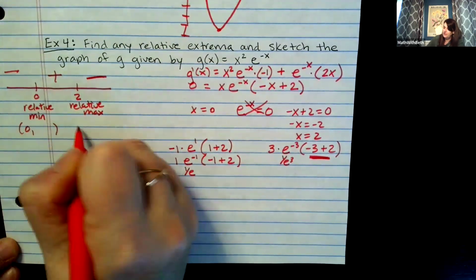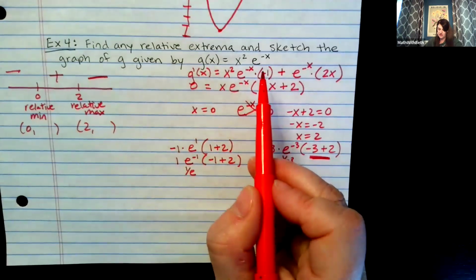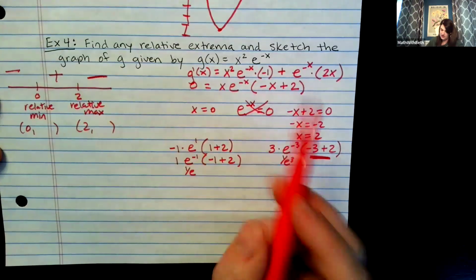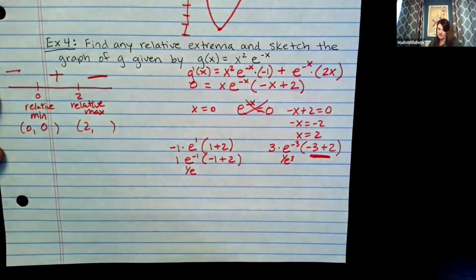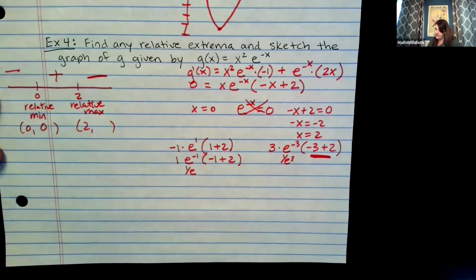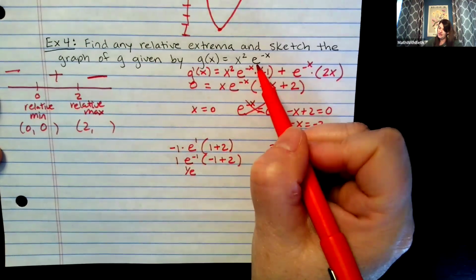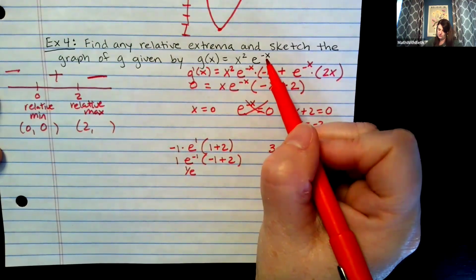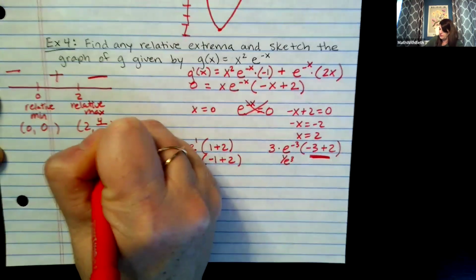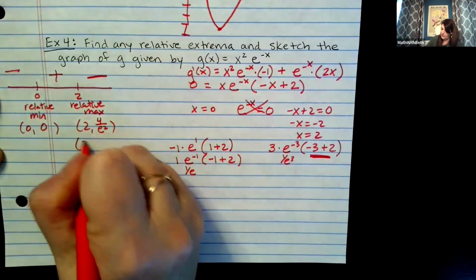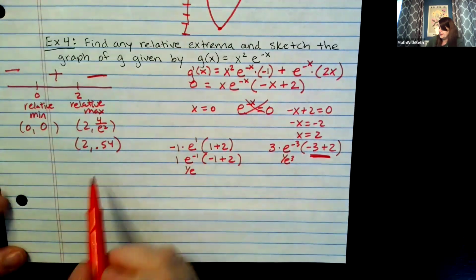So plug 0 and 2 into the original equation to see what you get. If I plug in 0, I'm going to get 0, because 0 squared is 0, so it doesn't even matter what's happening here. But if I plug in 2, I'm going to get 4 times e to the -2. So 4 over e squared. If you put that in your calculator, that's about 0.54.